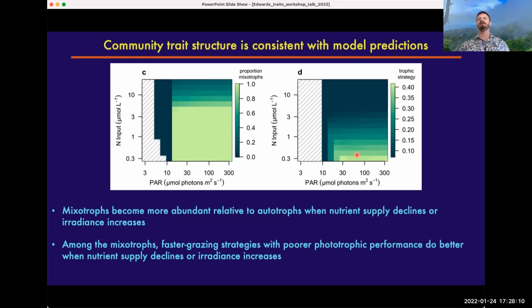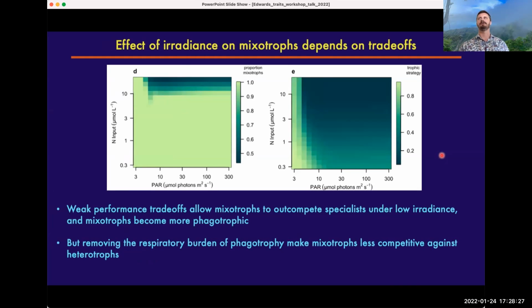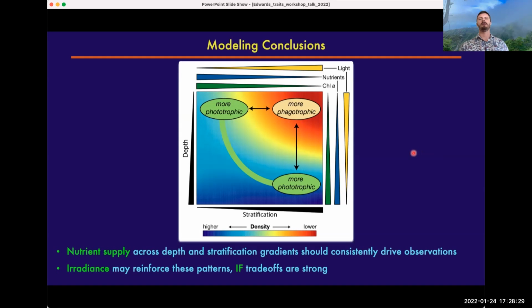But some of this depends on the trade-offs and some of it doesn't. The nutrient effects are very consistent, but the role of light is more complicated. And if you have weaker performance trade-offs, it can actually go in the opposite direction. I'm not going to show this slide in much detail. But based on these modeling results, if we look across these two gradients, I think nutrient supply is probably the main driver, or at least the most consistent driver, but irradiance may be reinforcing these patterns if the trade-offs are as strong as we think they are.